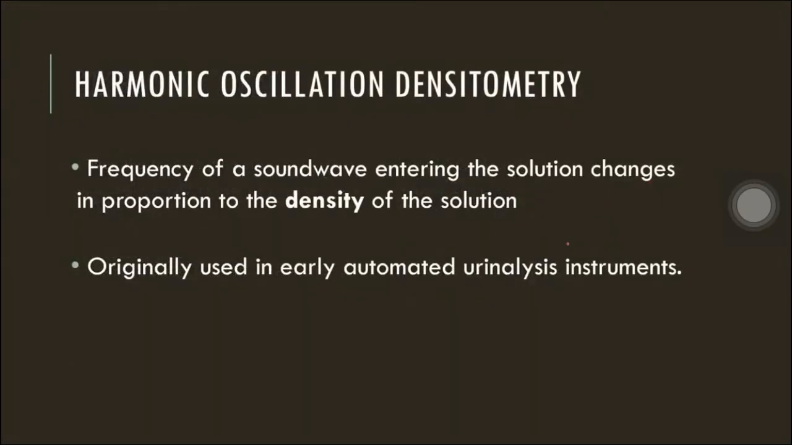Next, we have harmonic oscillation densitometry. The principle, just from the name itself, densitometry, is density. Harmonic oscillations have something to do with sound waves. The principle is the frequency of a sound wave in relation to the density of the solution. Prior to the advent of the reagent strip, the harmonic oscillation densitometer was used for specific gravity in automated urinalysis instruments. But now, we have specific gravity on the reagent strip, and that is what is used in automated urinalysis.